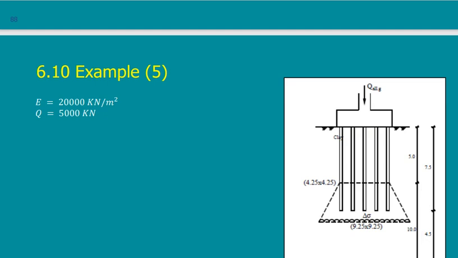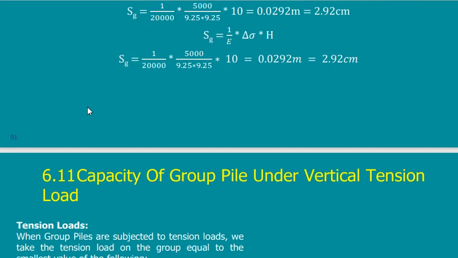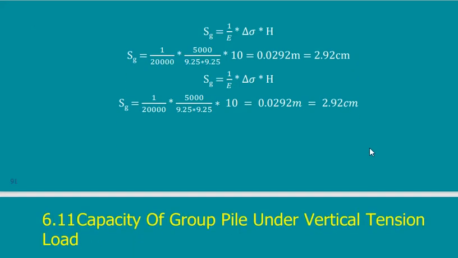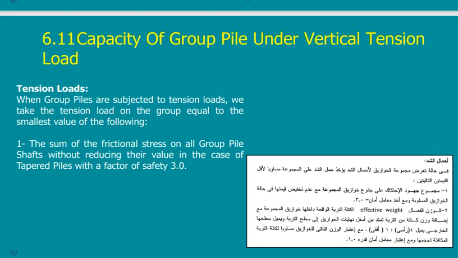It is 10 meters. So I will go at the middle portion of it, and I will calculate the stress here, and this stress will be the stress that I require, and I will just use my normal equation, direct substitution. I get 2.9 centimeter, so the settlement of the group will be this value.